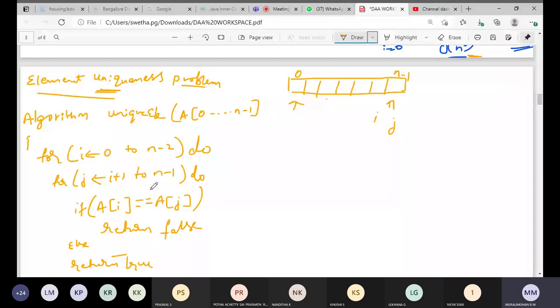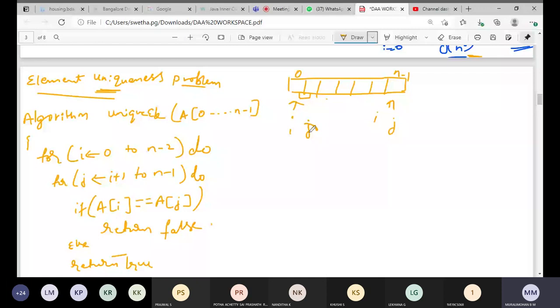Initially i is equal to 0, so i will be at 0, and j will be i plus 1. If a of i is equal to a of j, we are comparing these two elements. If they are equal, then we return false, meaning both elements are equal. If not, we do not execute that, we go back and increment j for the next one.